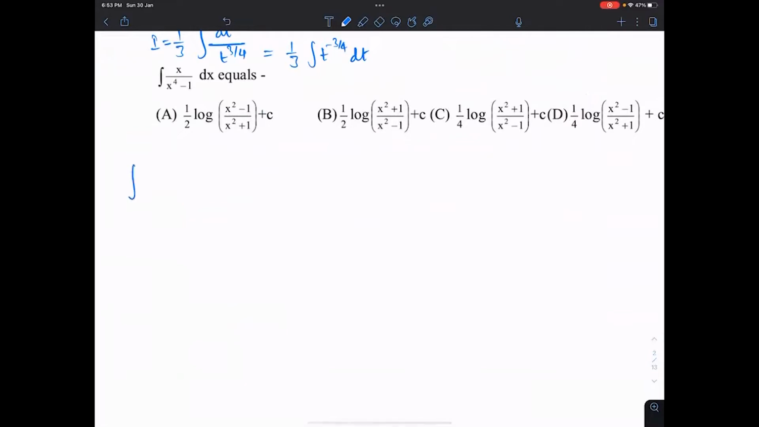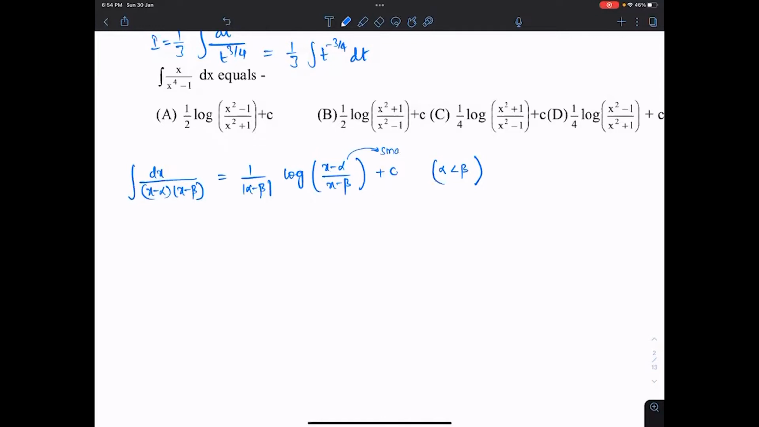In general, if you have some integral dx by, and the denominator can be written as x minus alpha into x minus beta, that is, the denominator is a quadratic whose roots are alpha and beta, then this integration will be 1 by mod alpha minus beta, okay, into log of x minus alpha by x minus beta plus c. Now here, your alpha must be less than beta. Alpha must be the smaller root. So in the numerator, smaller root must be there.